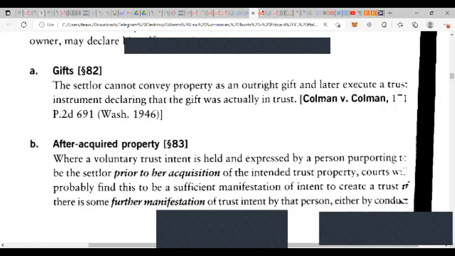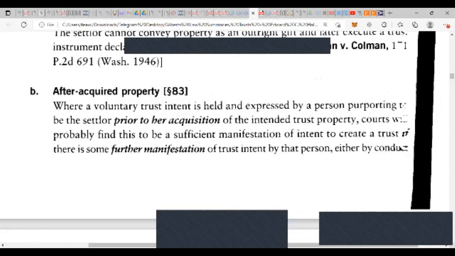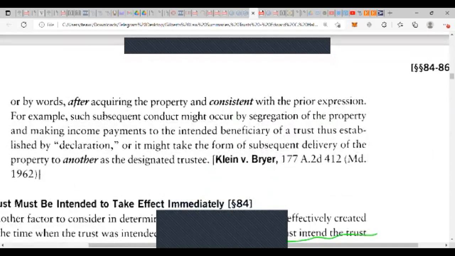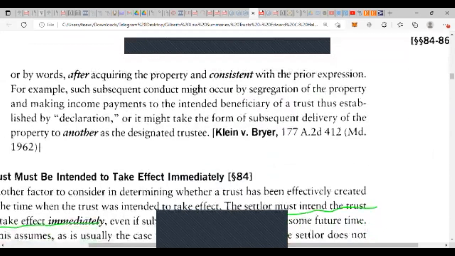1946. After acquired property, B, Section 83. Where a voluntary trust intent is held and expressed by a person purporting to be the settler prior to her acquisition of the intended trust property, courts will probably find this to be a sufficient manifestation of intent to create a trust if there is some further manifestation of trust intent by that person, either by conduct or by words, after acquiring the property and consistent with the prior expression.